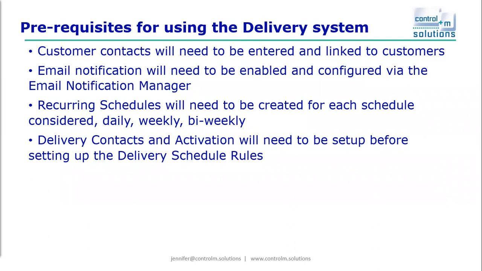So the prerequisites for using the delivery system are, number one, make sure that you have customer contacts already assigned at your customer record. They don't have to have any specific contact type or anything assigned to them. As long as you have a name and an email address, that's fine. After you make sure that those are set up, you'll need to make sure that your automatic email notification is enabled. And this is done at the email notification manager screen. After that's enabled, then you'll have to make sure that your recurring schedule is set up. And then after that, we can move on to activating your contacts at the customer level or the address level.